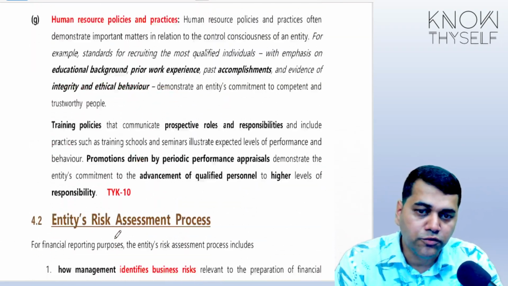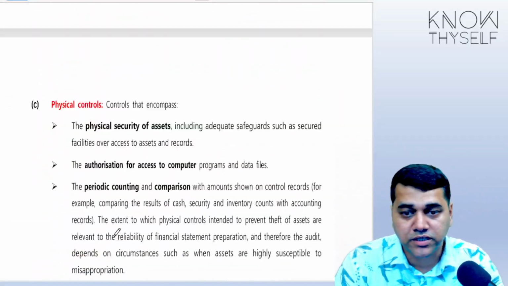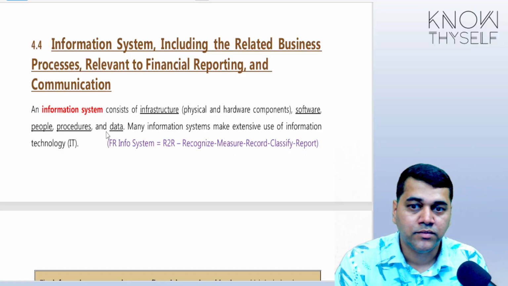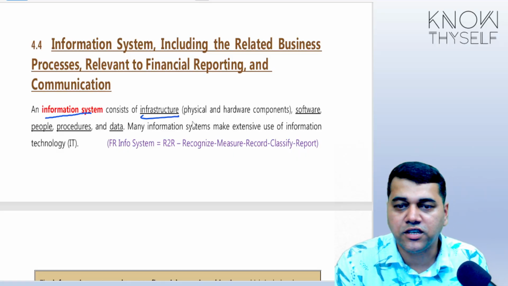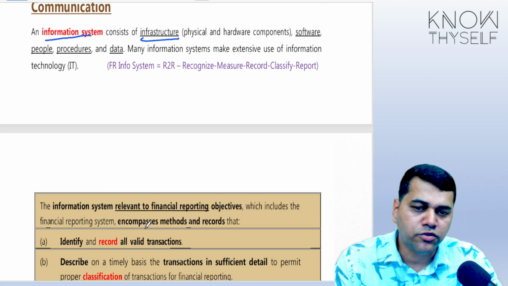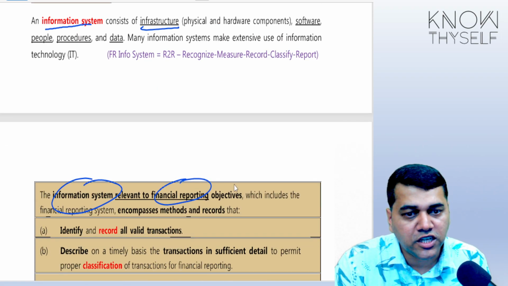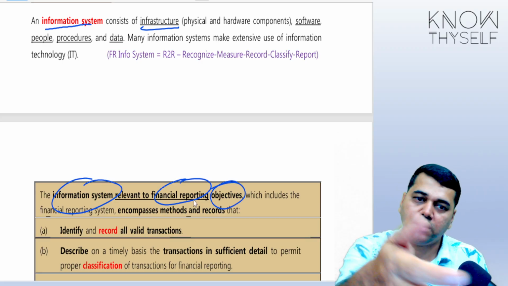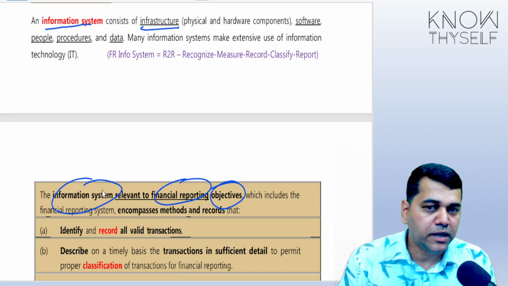Now, in this also we have come across an objective. Okay, where is that? Information system. Now, here they say that the information system consists of infrastructure, software, etc. Now, here also they say information system relevant to financial report objectives. See, one more objective came. Okay, now we have to understand. They are talking about a system.